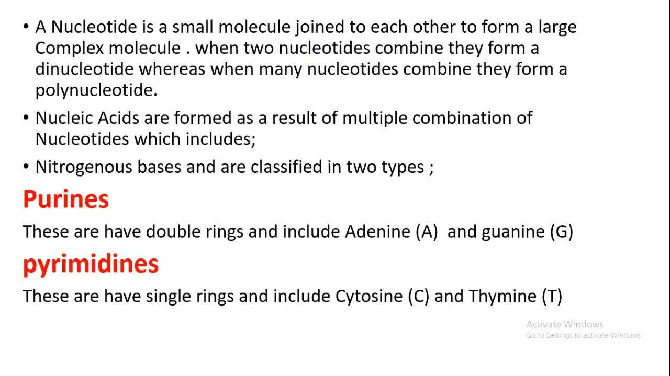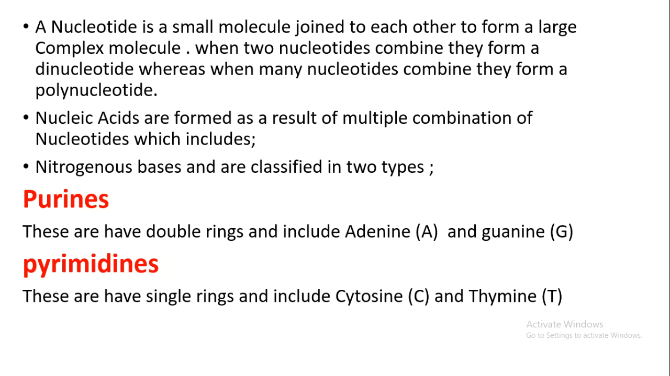So we are going to look at now a nucleotide. A nucleotide is a small molecule joined to each other to form a large complex molecule. Back in chemistry of A level and O level, when you are going to form something poly, that's plastics, we always use monomers. A monomer is a small repeated molecule joined together to form a... Somebody to finish? I leave the question for you.